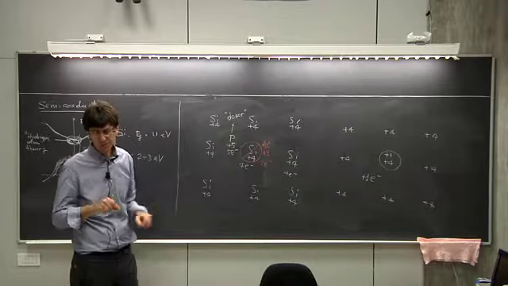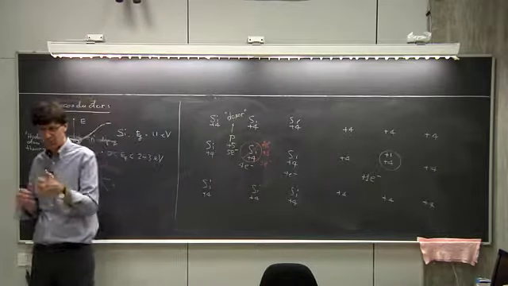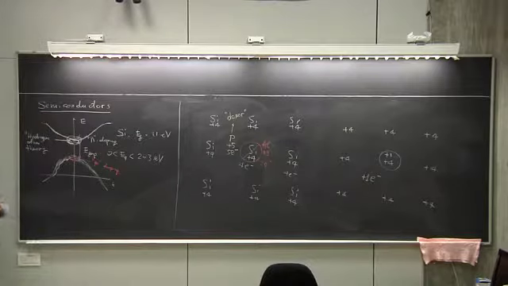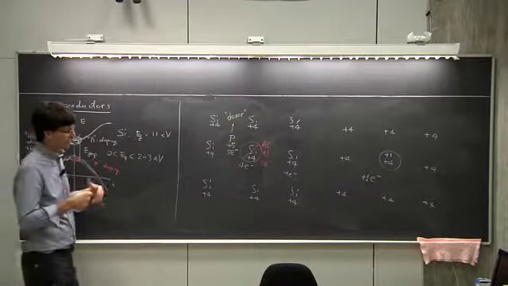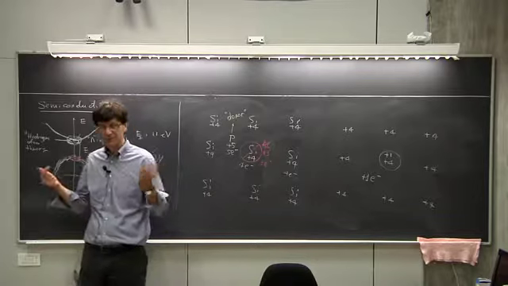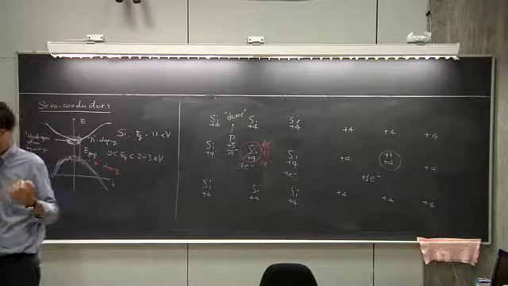So the concentration is small, but not extreme. We're not talking about a single atom in the whole crystal, right? We're talking about 1 out of a million, which out of 10 to the 23rd atoms is quite a lot.